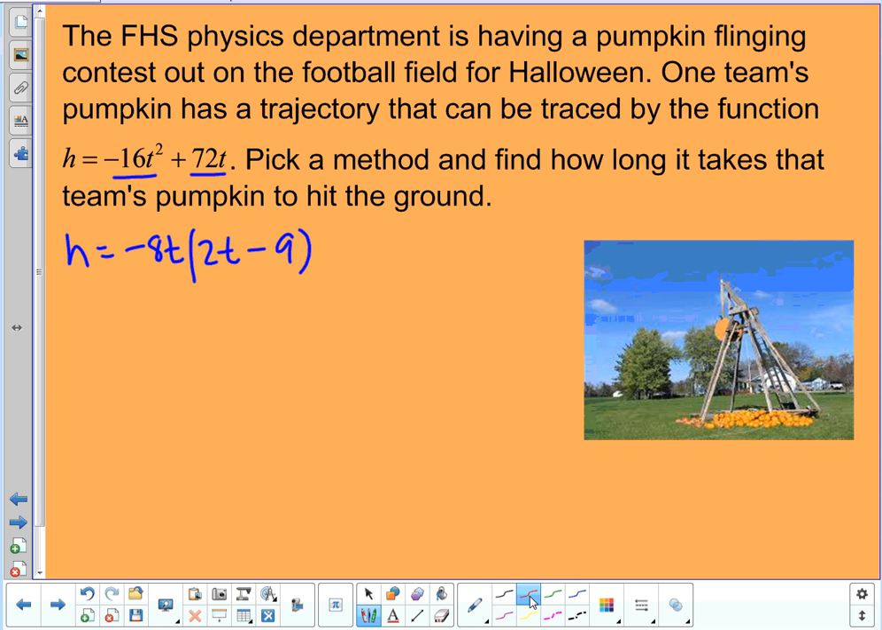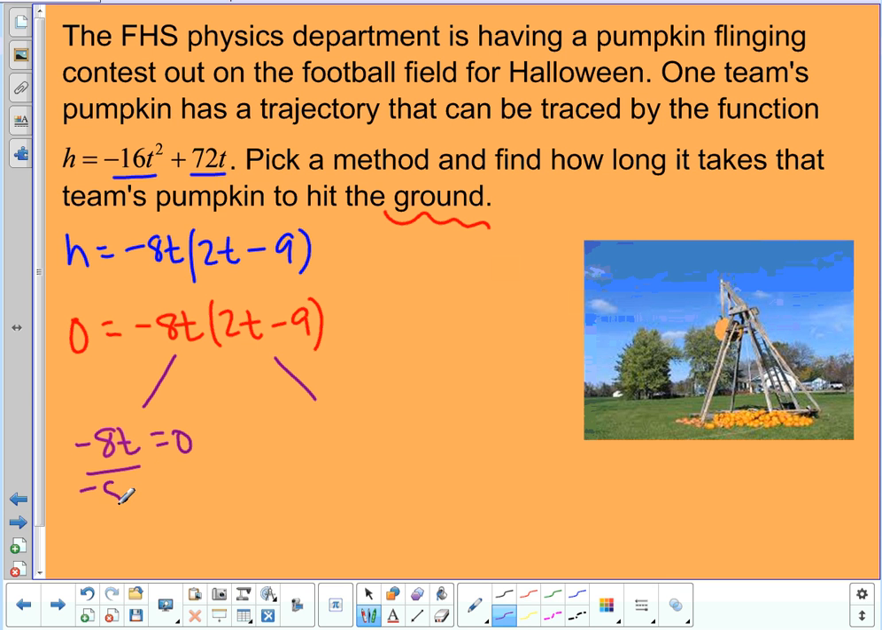So now that's my factored expression, and now I can recognize that you want it to hit the ground. That means it's equal to 0. So negative 8t times 2t minus 9 equals 0. I want to split those two, so this is going to be one factor, that's going to be the other. So negative 8t is equal to 0. Divide by negative 8, and 0 divided by anything is still 0. So this is 0, which doesn't really make sense for a time, but let's check out our other solution and see if that works. I have 2t minus 9 is equal to 0.